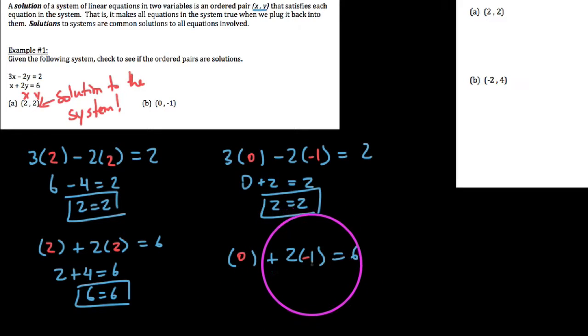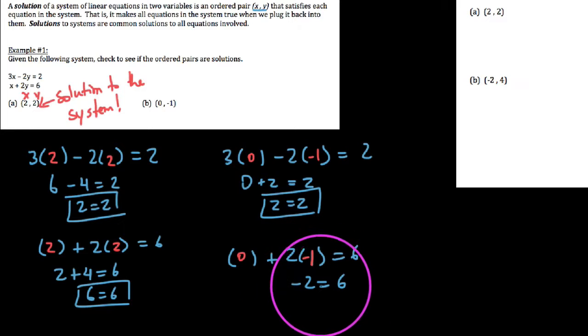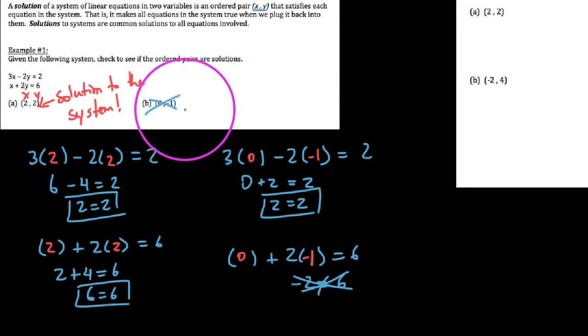Oops, that's a negative 1. It's a negative 1, everybody. We say this negative 2 is equal to 6, which is not true. So we would say that this is not a solution to the system.